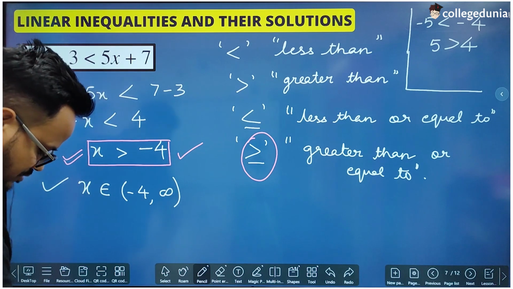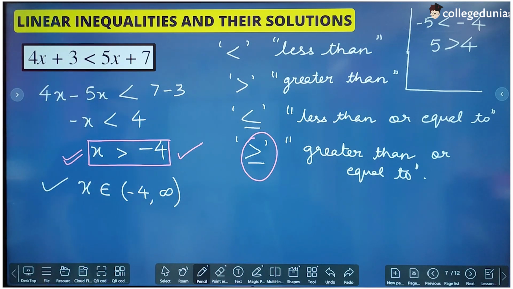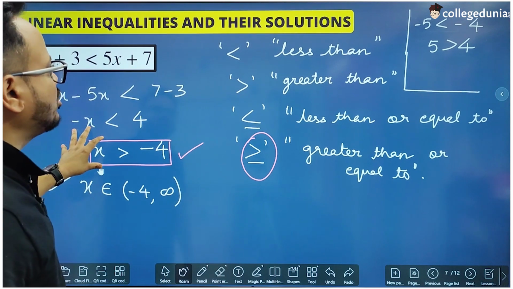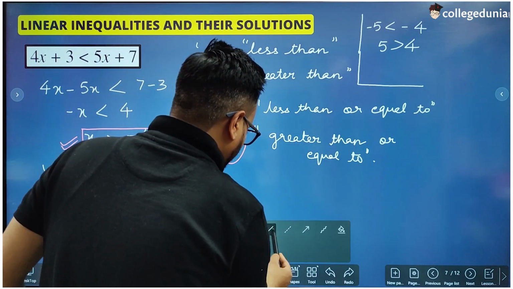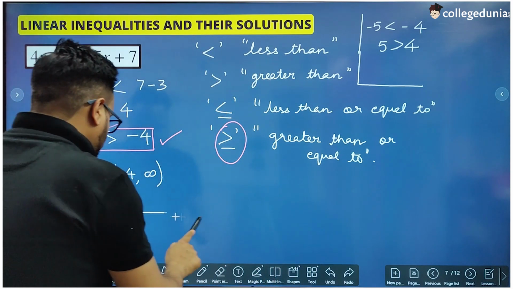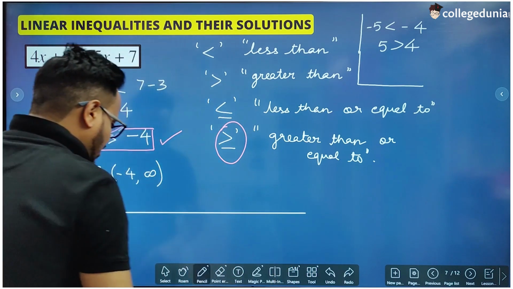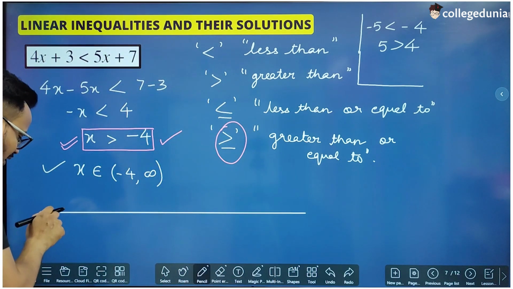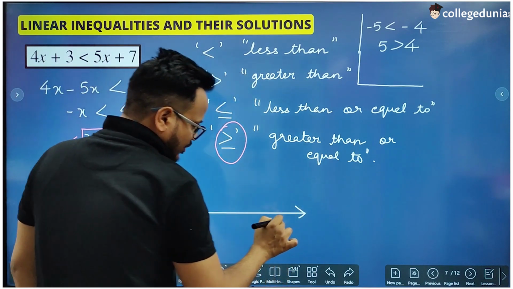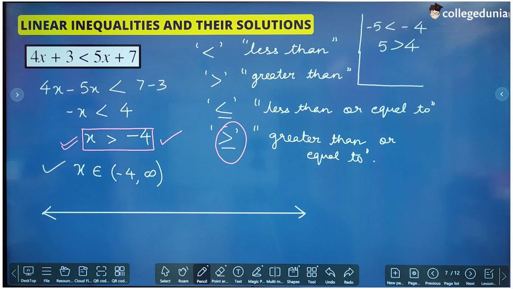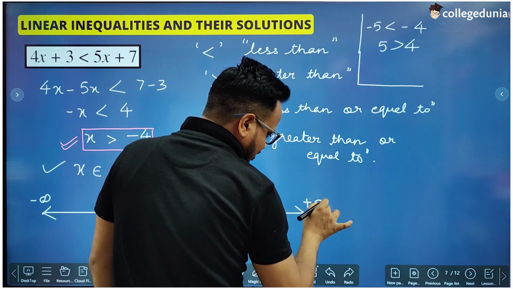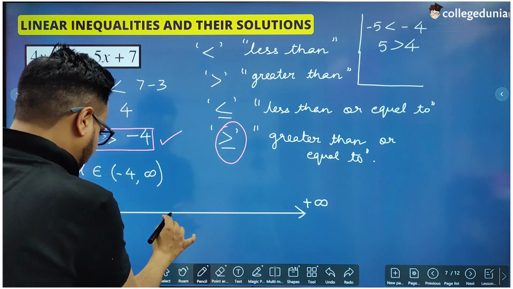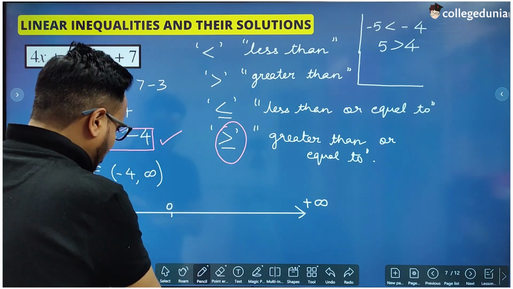Or, most importantly, we can represent this solution on something called the number line. You have all studied the number line in earlier classes. So what is a number line? A number line is simply a line on which we can represent any real number. So this is a number line. This end is minus infinity, and this end is plus infinity. And suppose approximately this is the center, 0.